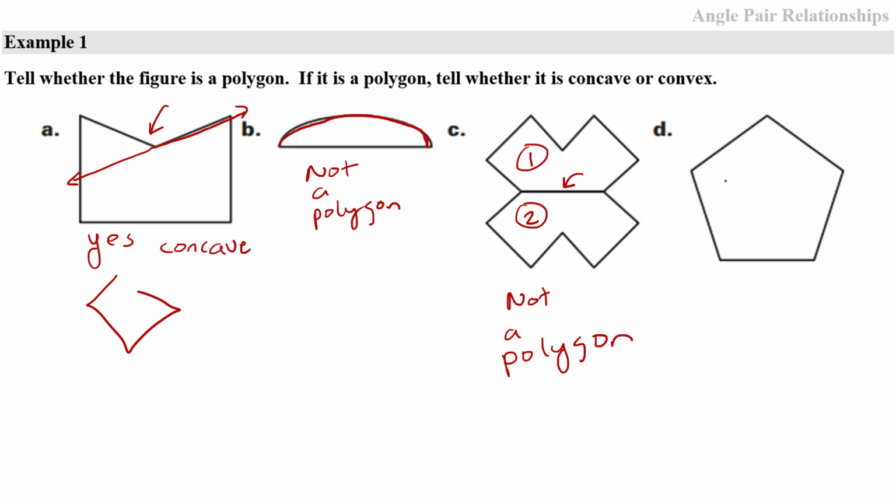And the last one, notice that it is a closed figure, and all the lines are straight, so it is a polygon, so yes, it's a polygon. And is it concave or convex? Well, if I extend all the lines this way, none of these lines will go inside. That's the convex test, and therefore it is convex. Okay, this shape does not cave in. So be careful with that.